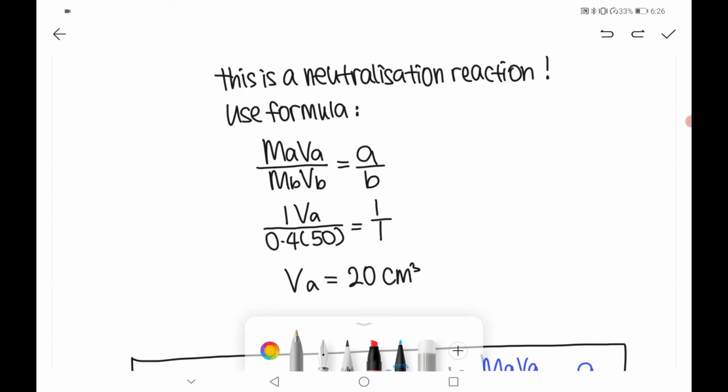Alright, so this question is not very hard, but you need to understand how to combine two concepts together in a question. How to do dilution, M1V1 equal to M2V2, and how to do neutralization, MAVA divided by MBVB equal to A divided by B. Once you understand this concept, then you can do this question. When this question appears in SPM, more than 80% of students will make a mistake, or they cannot answer this question at all. They do not even know how to do this question.